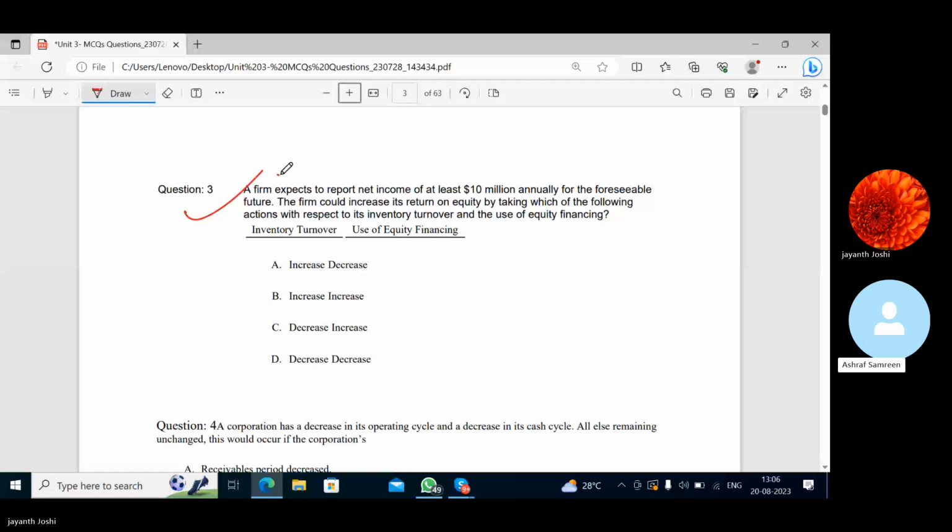So what can be the answer? Let's see. A firm expects to report net income of at least 10 million annually for the foreseeable future. That is their expectation. The firm would increase its return on equity by taking which of the following actions with respect to its inventory turnover and use of equity financing. This is the question.